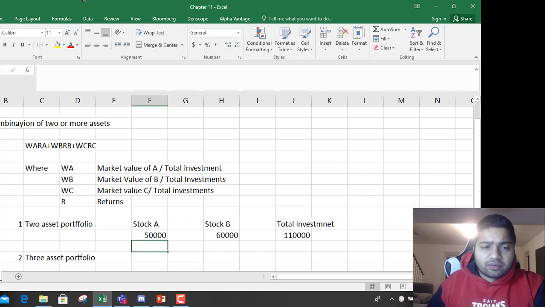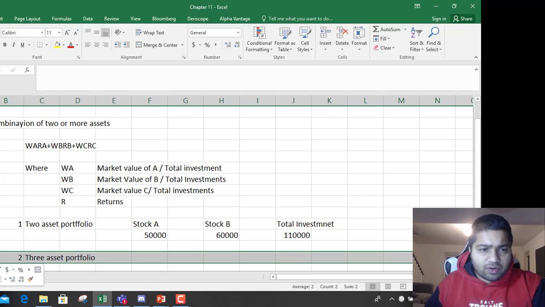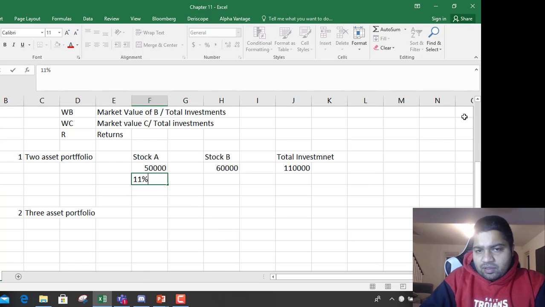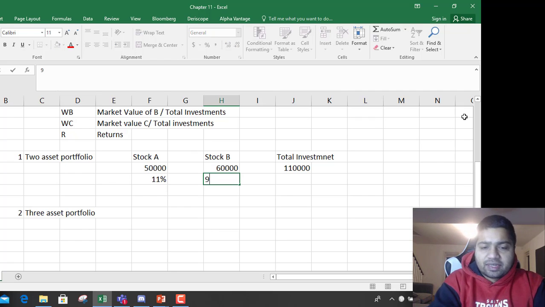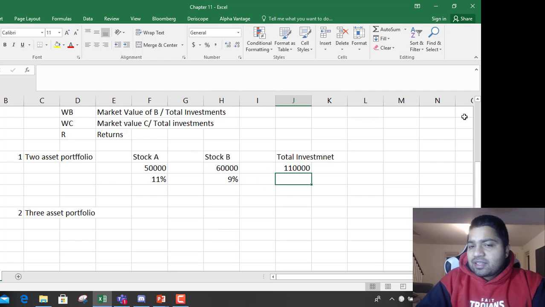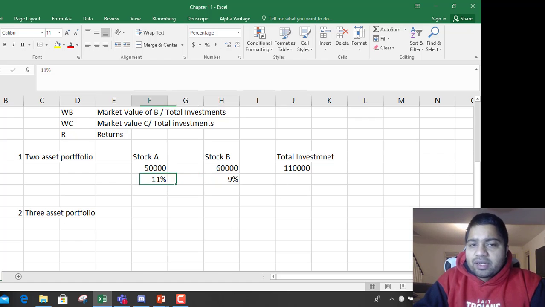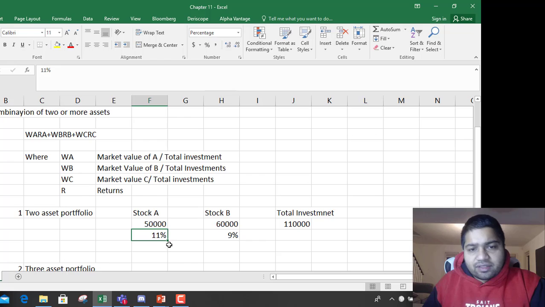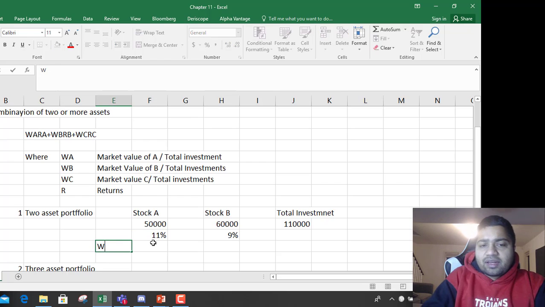Stock A is expected to give you 11%. Stock B is expected to give you 9%. So what is the total return that you receive on these investments? So how to do it? For finding portfolio returns, you need weights and returns. You know the returns actually. Stock A gives 11%, stock B gives 9%. We do not know the weights. So first we have to calculate weight in A and weight in B.